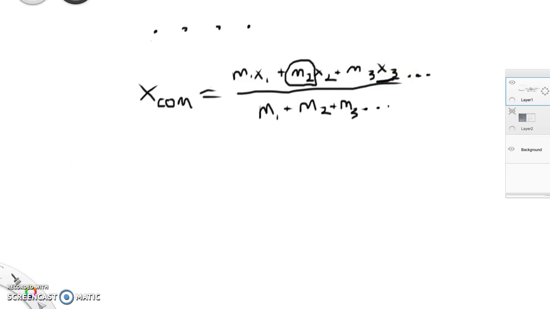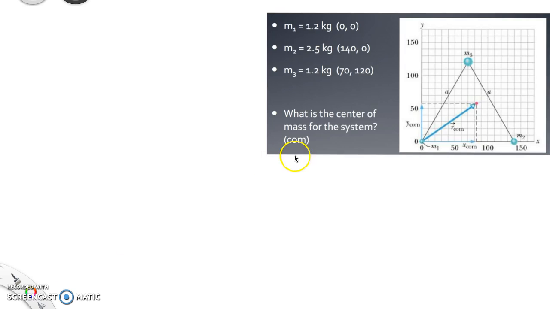Okay? So we're going to give this a try now. We have this scenario here where we have three objects of different mass, and they're all located at a different coordinate.